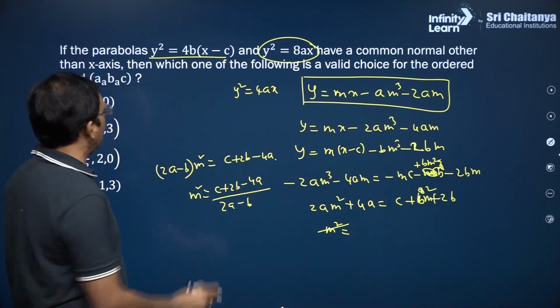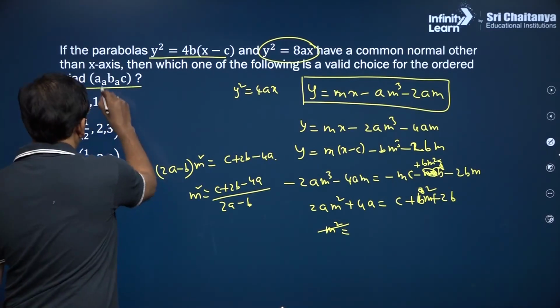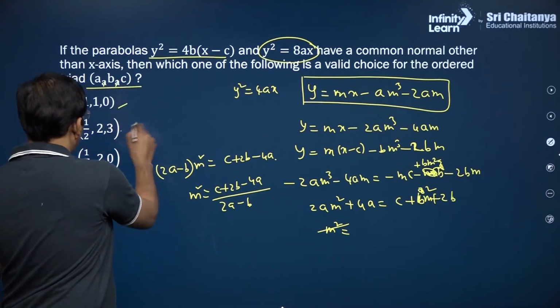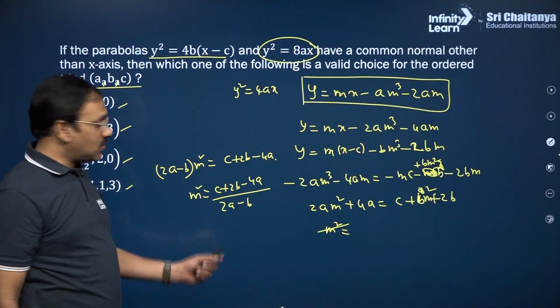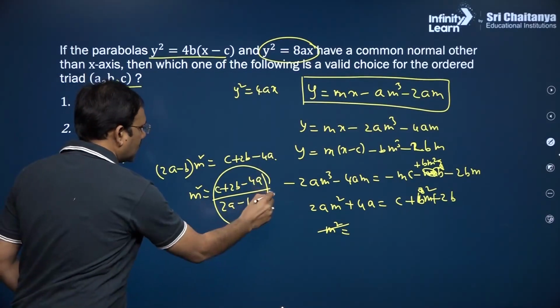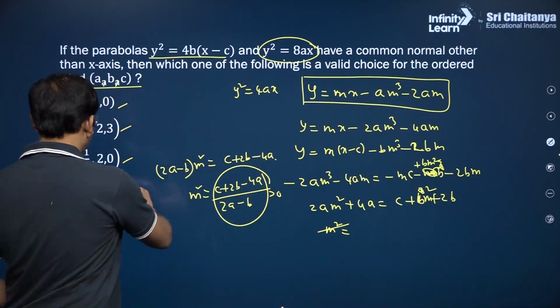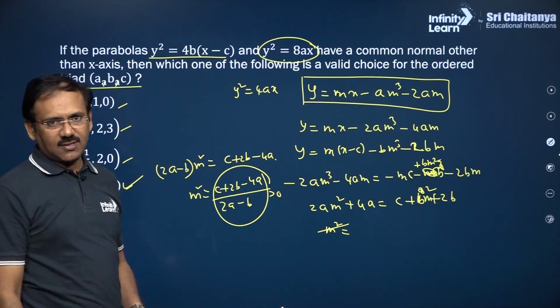So he is asking which choice is fine for a, b, c. You see, in the options you can just try which satisfies this, it must be greater than 0, my dear friends. So I think only one option satisfies this, okay.